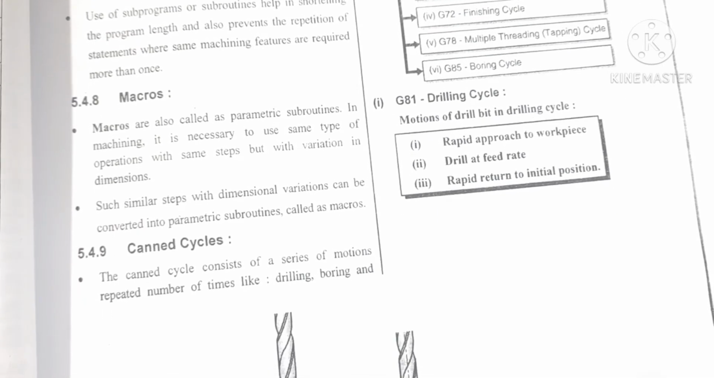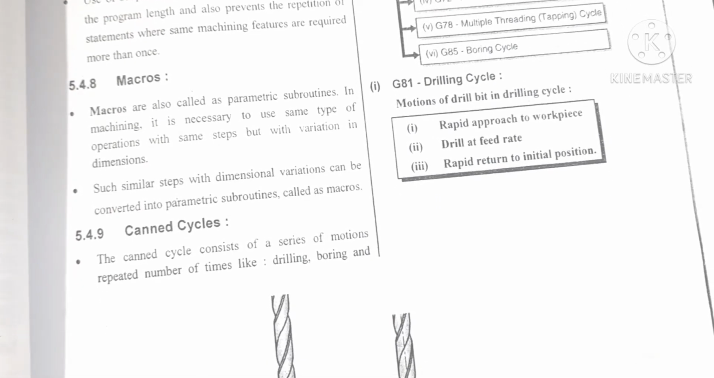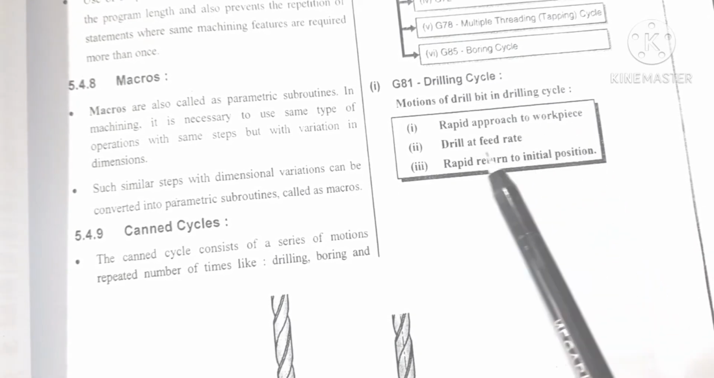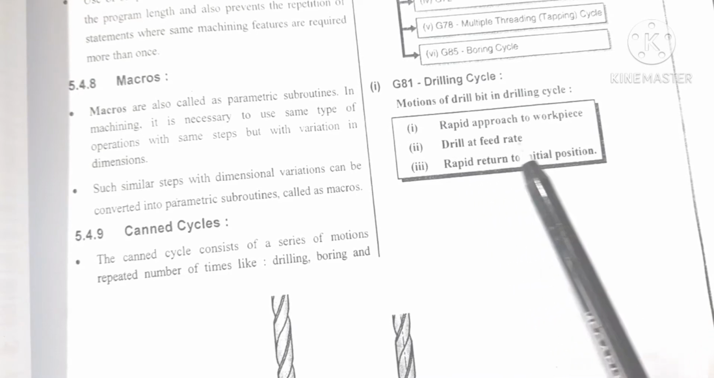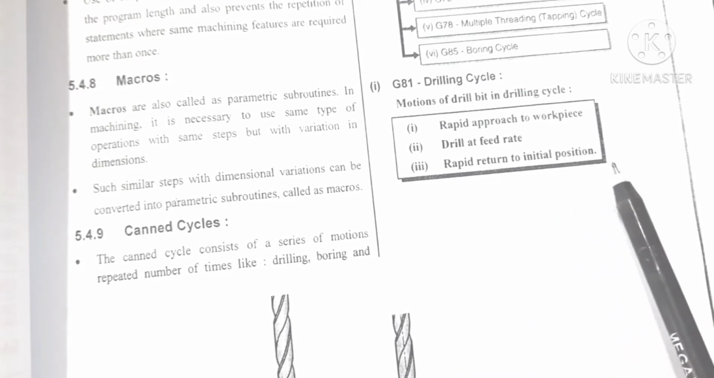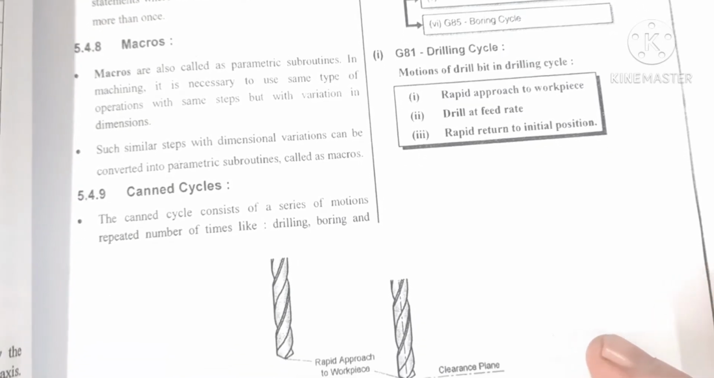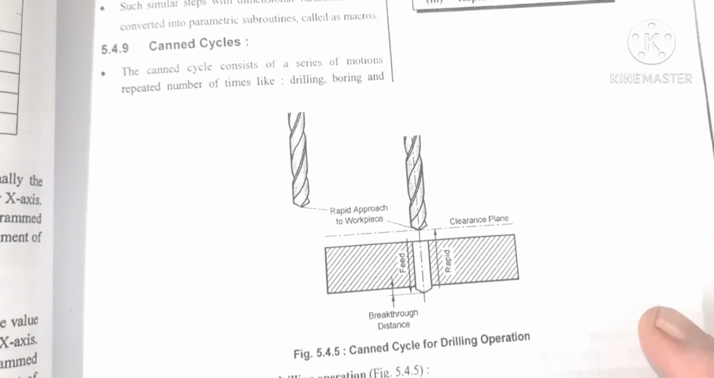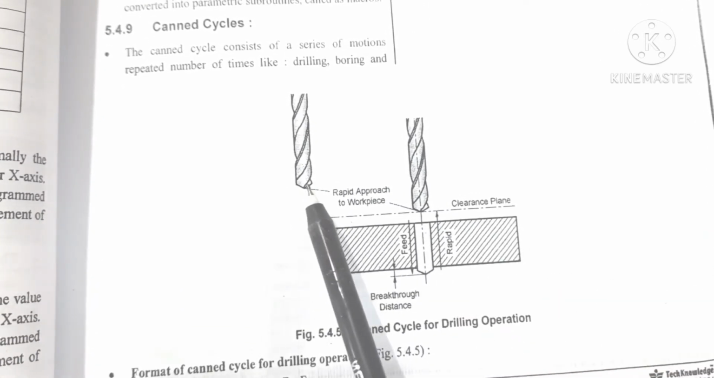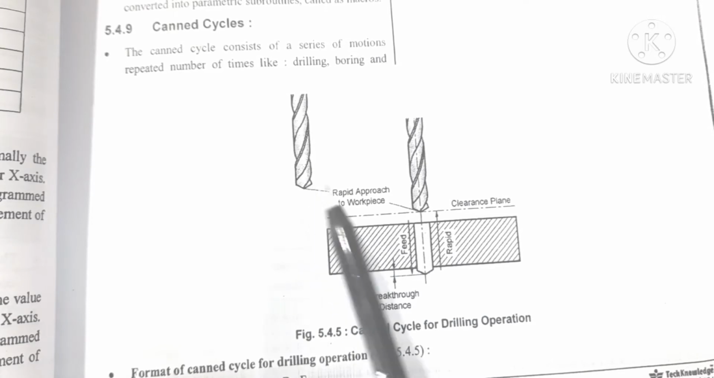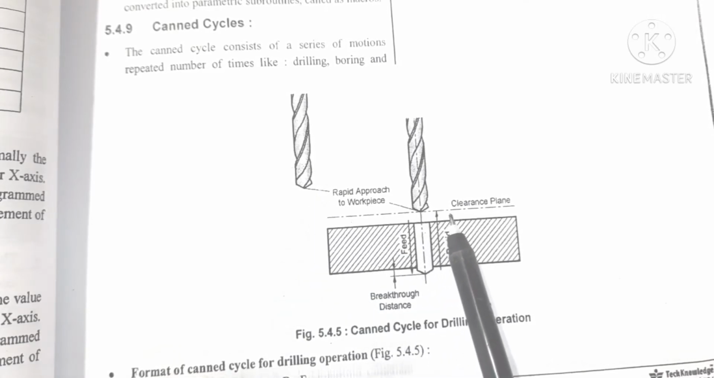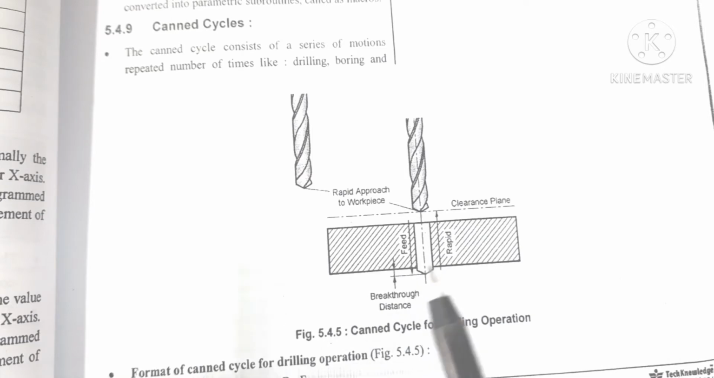G81 means drilling cycle. Drilling cycle, motion of drill bit: rapid approach to the workpiece, drill at feed rate, rapid return to initial position. Here you can see in the figure the rapid approach of the drill bit from this point to this point, and this clearance plane, and this rapid, and this feed, and this breakthrough.